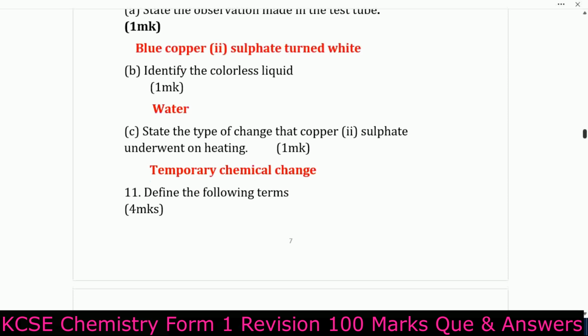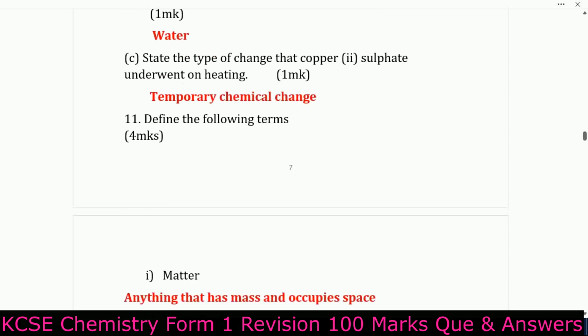Identify the colorless liquid. The colorless liquid is water. Next, state the type of change that copper 2 sulfate underwent on heating. That one is temporary chemical change.